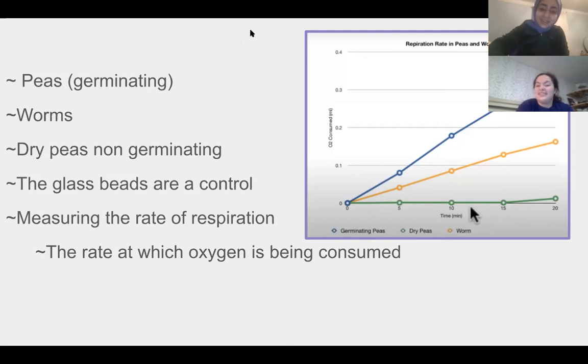So the blue represents the germinating peas, and it has the highest rate of respiration because it consumed the most oxygen. And then after that, it's the worms, and then the dry peas. And the dry peas are the lowest because they aren't activated, so they don't go through cellular respiration until the water hits them.